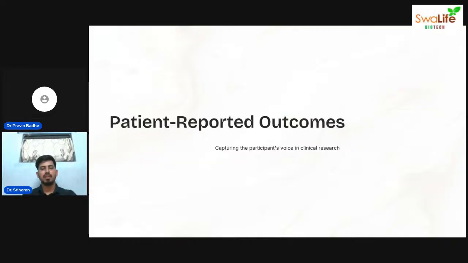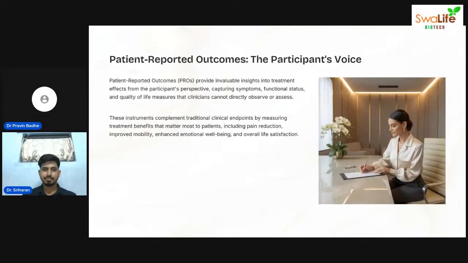Patient reported outcome, PRO. PRO is nothing but the patient voice, otherwise called the patient perspective. The previous slides talked about what research is, what should be followed, the research perspective, the research answers perspective, and the research result perspective. There is nothing about the patient perspective. Here we learn about the patient voice and the patient perspective in research. Patient reported outcome is otherwise called the patient voice.